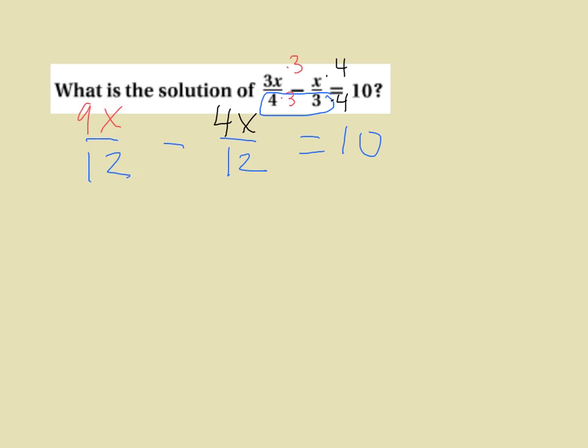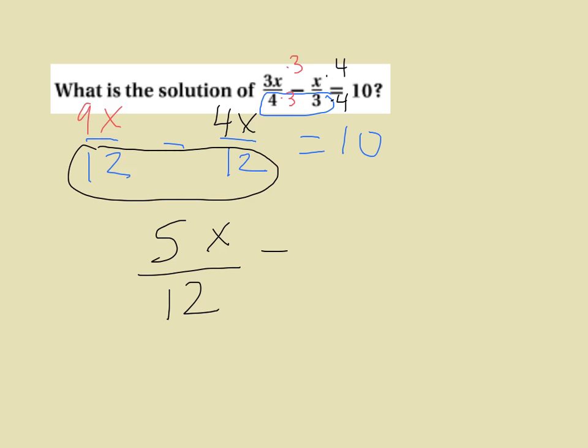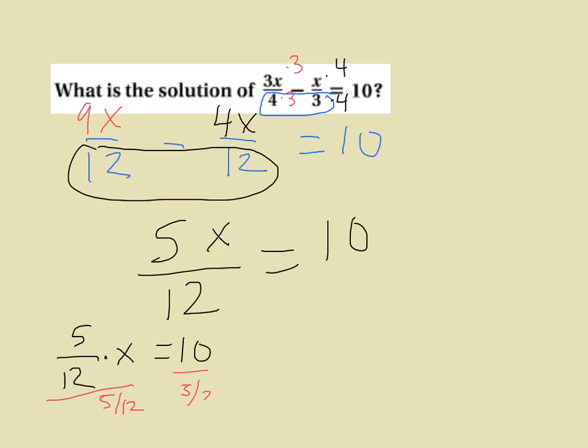Now, since they have common denominators, I can combine the top. So 9x minus 4x would give me 5x over 12 is equal to 10. Now, whenever you have a fraction, this could be written like 5/12 x is equal to 10. And this right here is being multiplied. So the opposite of multiplying would be dividing. And you divide by whatever number is shown. So I'm going to divide by 5/12.